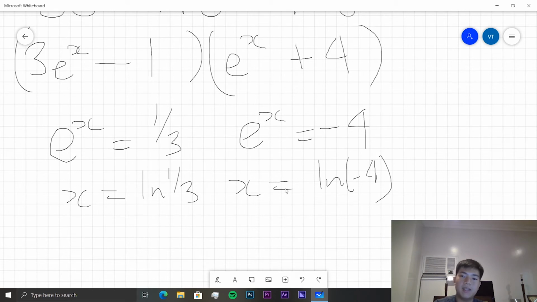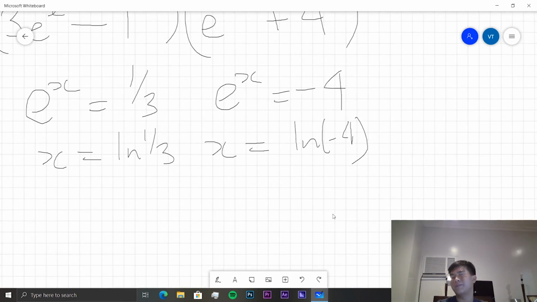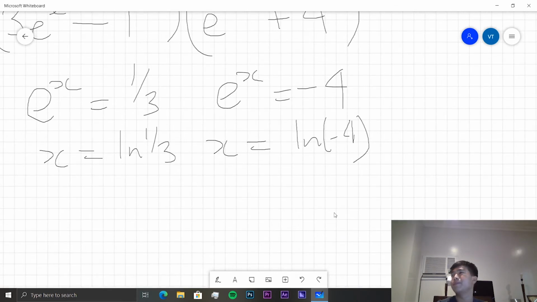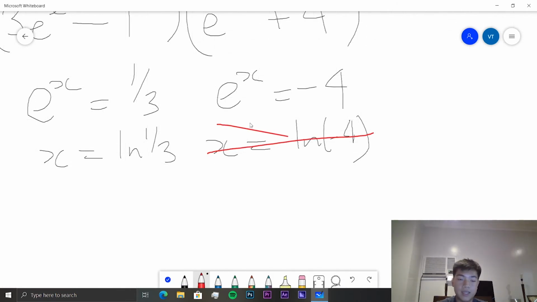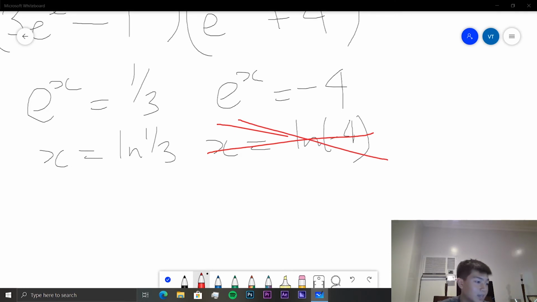Is that possible, ln negative 4? I think the answer is no. I think this isn't a solution. Very sadly. So I think the only solution is x equals ln 1/3. Yeah, because e to the x equals negative 4 has no solutions.